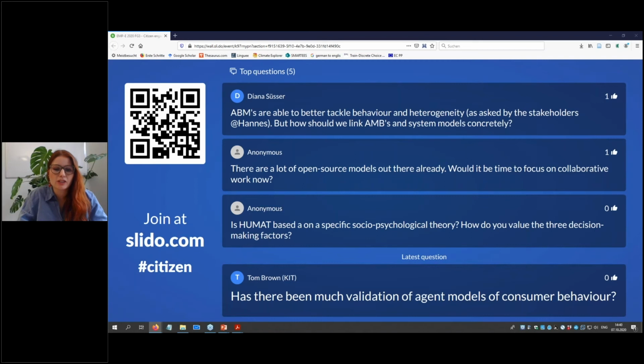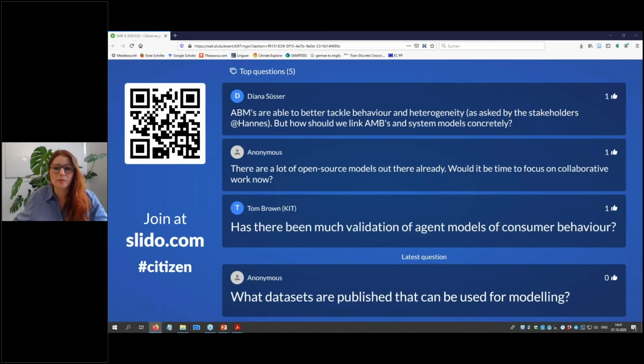And then another question: the HUMAT framework we got introduced to from the Smarties project. What is the social psychological foundation of these models? Can you say something about this and the basic values? So maybe we start with these 3 questions.